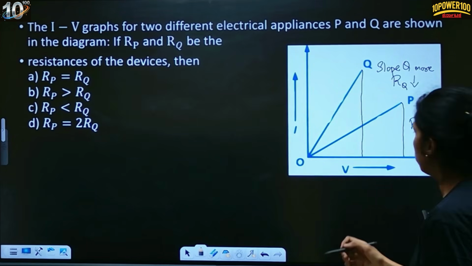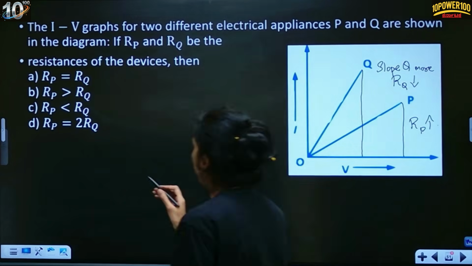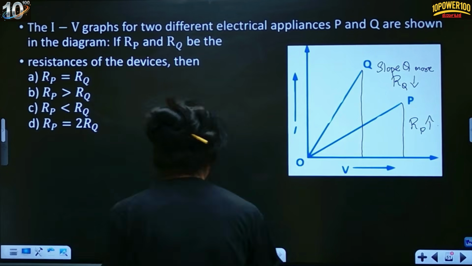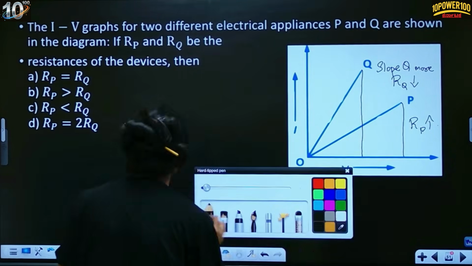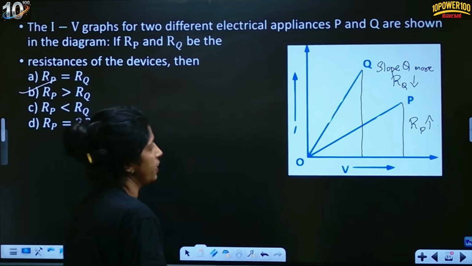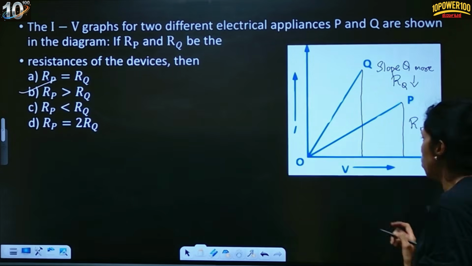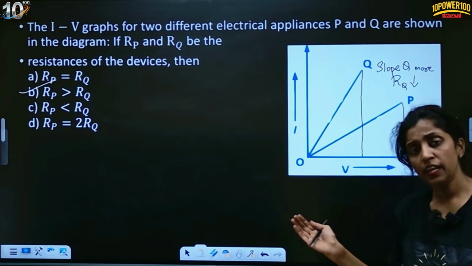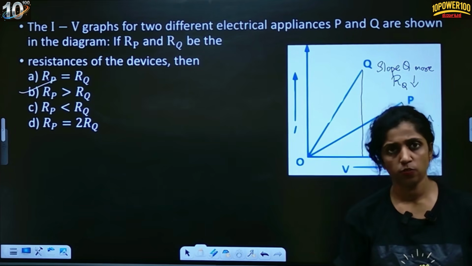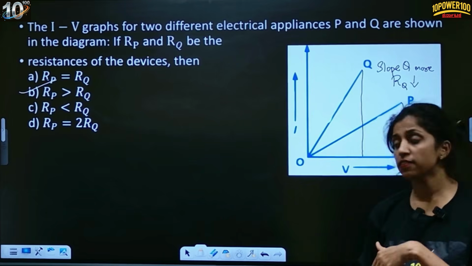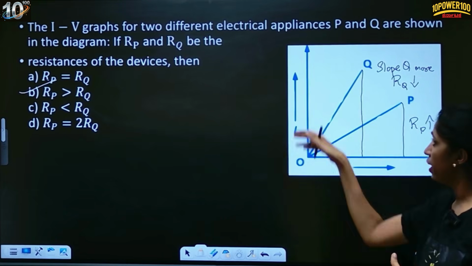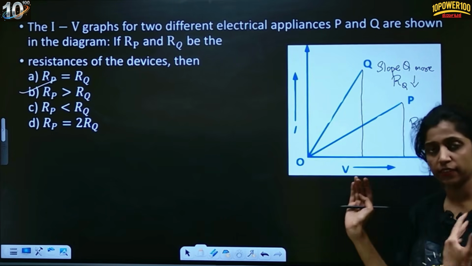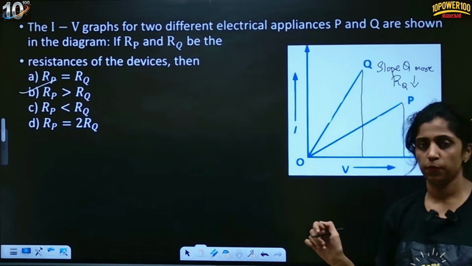Do we have any option like that? Yes, resistance of P is greater than resistance of Q. So option B is the correct answer. I hope you got this. Similar questions we have. Remember, if it is I versus V, then resistance is inversely proportional to slope. If it is V versus I, with V along the y-axis and I along the x-axis, then resistance will be equal to slope.